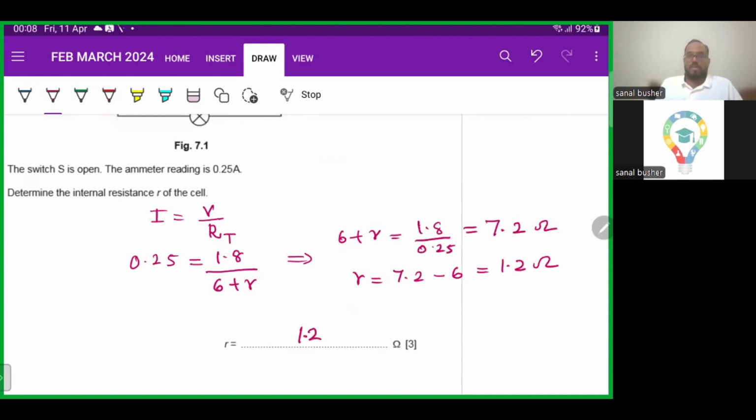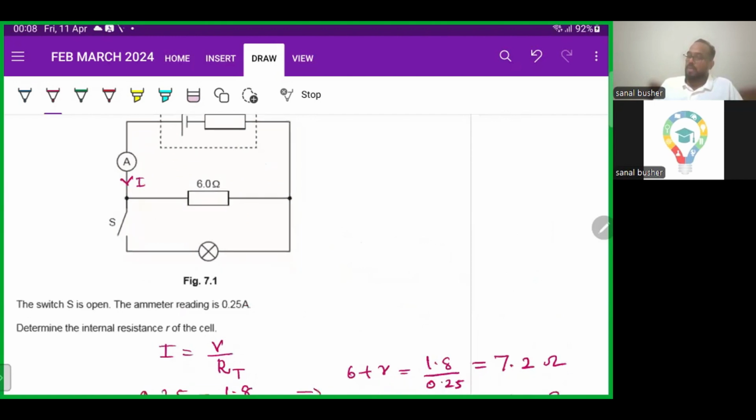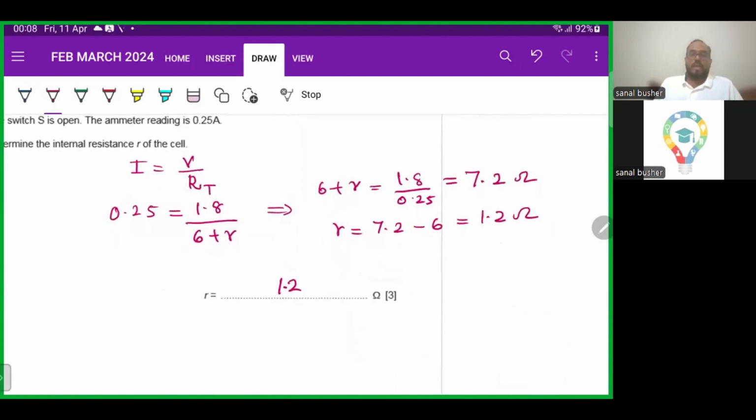Okay, you understood? So the total resistance was 7.2. If you remove the 6 from there, the remaining will be the internal resistance of the cell. It's a simple question only.